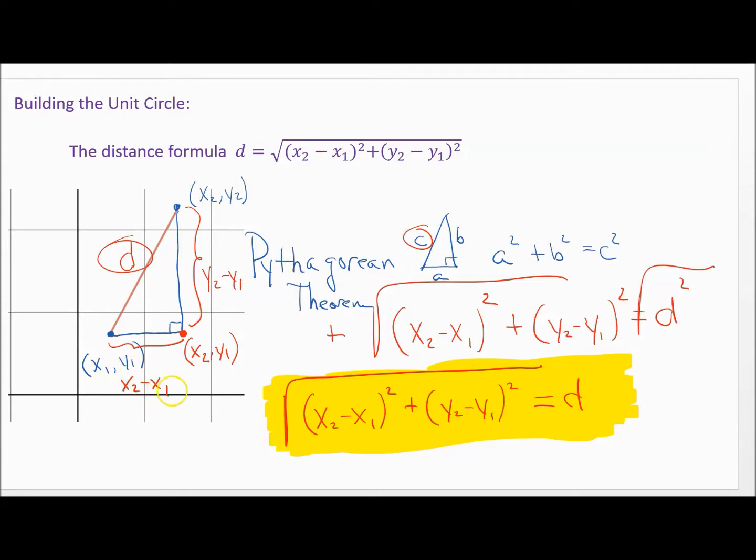Just saying this distance is x2 minus x1, we square it. This distance is y2 minus y1, we square it. We plug it in under our square root to solve for d. And there we go. That is the distance formula. Now, what in the world does that have to do with the equation of a circle?